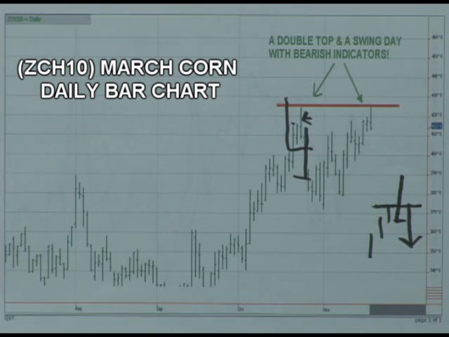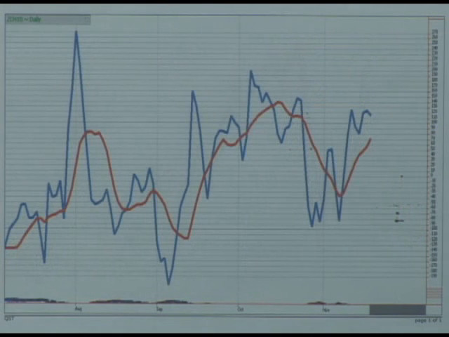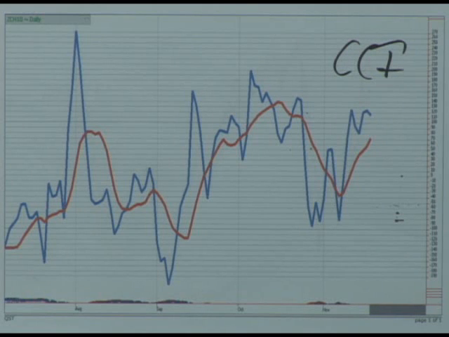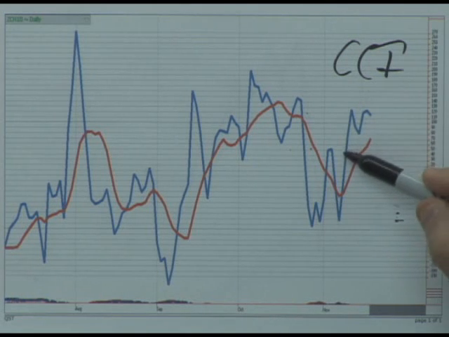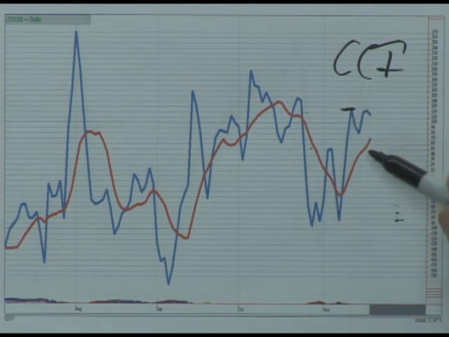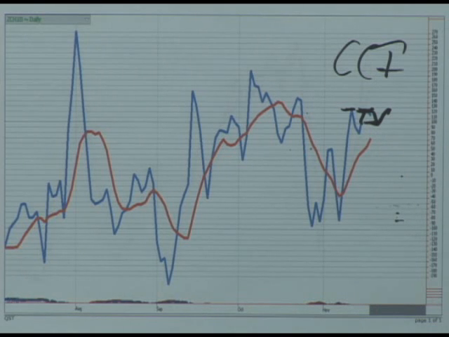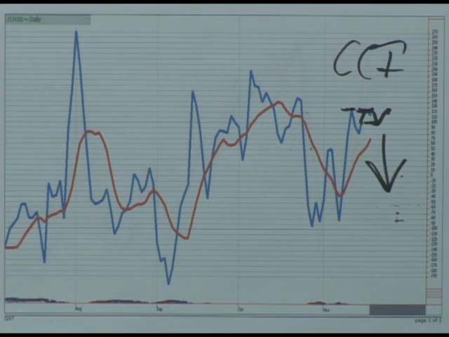Let's see what happens. Couple of indicators to show you on corn, traders. Okay, traders, staying with the March corn, we are looking at a daily bar, but this now is the CCI, Commodity Channel Index, on the corn. It had rallied up here, put in a little peak, came off a little, put another peak in just like that one, and the little hook. It's enough to tell us that it looks like it wants to go lower. So the CCI on the corn is pointing down, double top, indicators are bearish, and the swing day, I think we have a sell in corn.